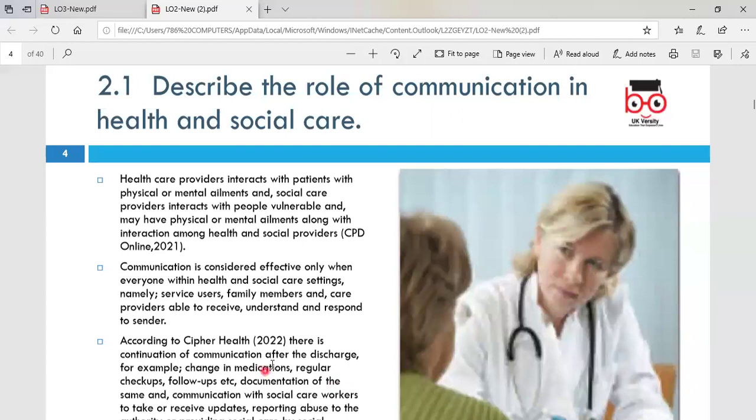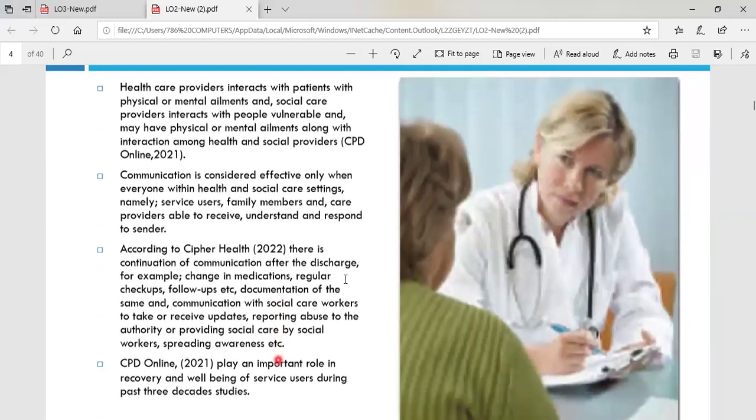And according to Cypher Health, there is a continuation of communication. So it's not just one-time communication. It entails documentation. It has to do with change of medicines, regular checkups, follow-ups, etc. So there has to be proper documentation, which you can see here. If you do not have this proper documentation, it means there's no proper record keeping, and in that case, it is very difficult for the healthcare provider to have evidence or keep a record of what has been documented for health purposes.